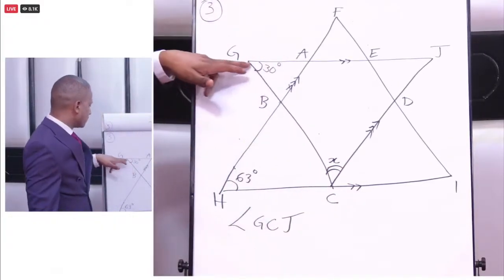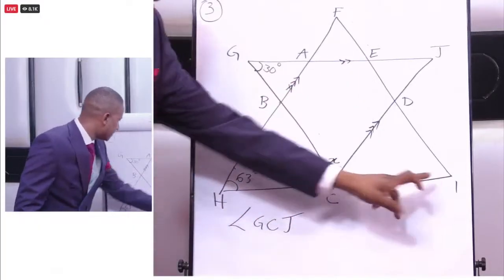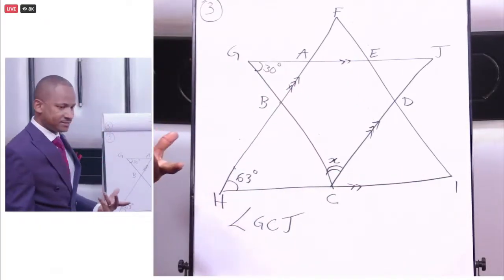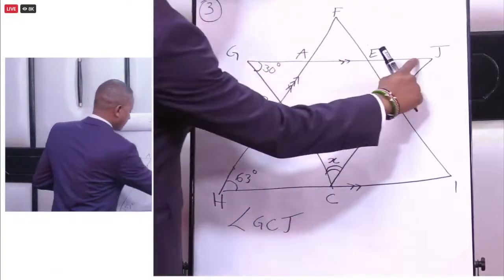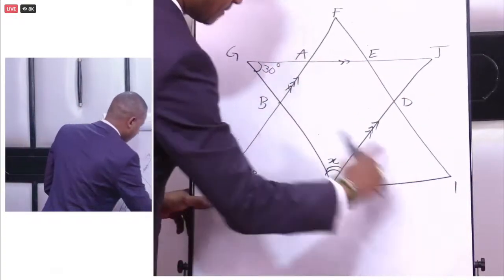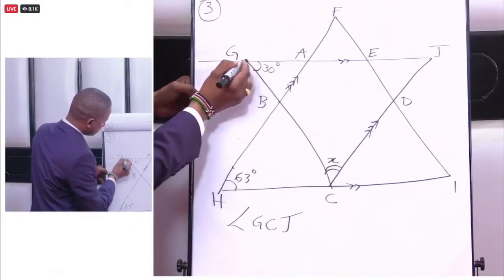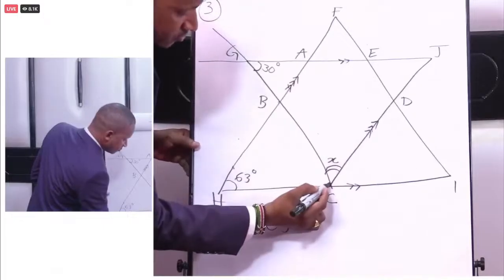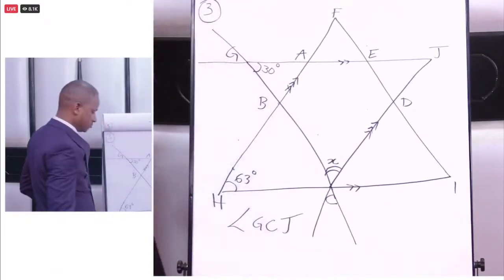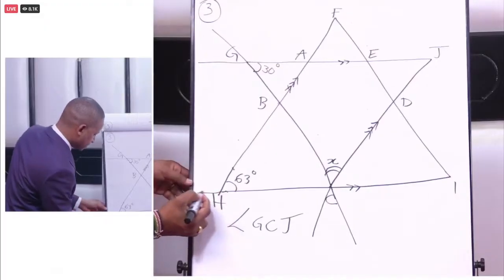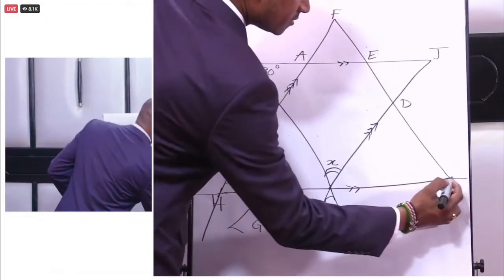So class, you are told that GJ is parallel to HI. What do you know about parallel lines? If these lines are parallel, then by extension, the first thing you do is just do an extension. Very good. Every time you're given such, make extension of these lines.